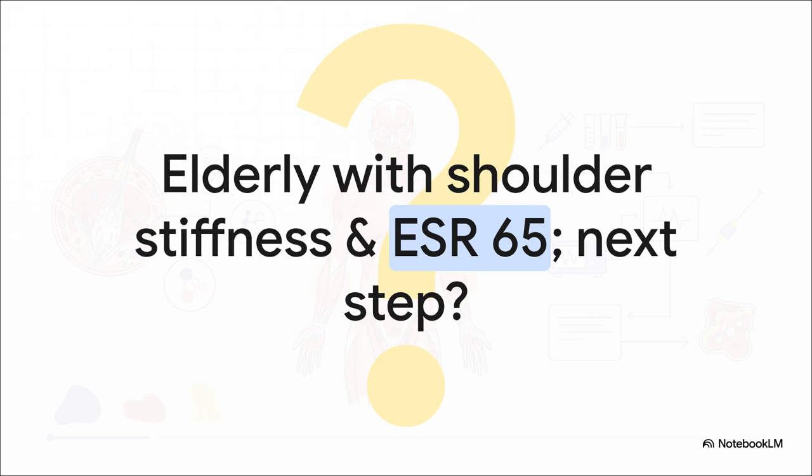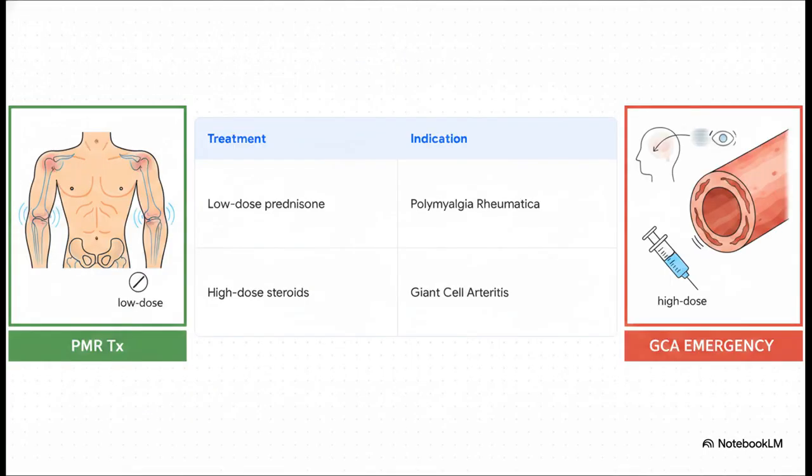Let's see if you can navigate this. An elderly patient with severe shoulder stiffness displays normal motor strength and an isolated ESR of 65. What is your immediate next best step? The answer is administering low-dose prednisone immediately. You have to explicitly differentiate this from the high-dose steroid protocols. High-dose steroids are strictly reserved for patients exhibiting the visual or cranial symptoms of giant cell arteritis. If they don't have those, stick to the low dose.